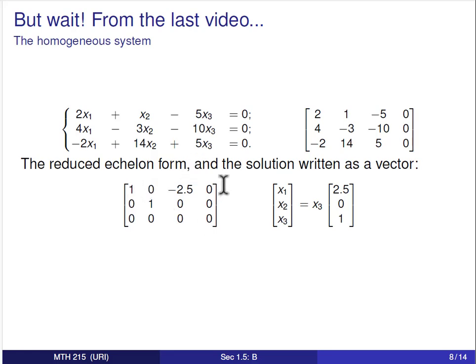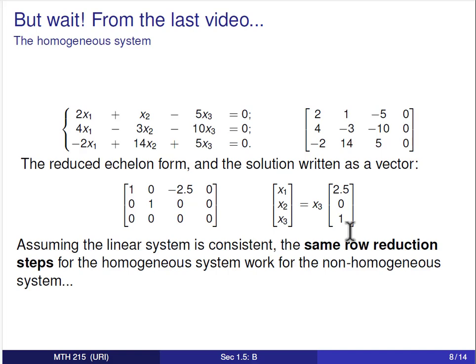x1 is equal to 2.5 times x3. x2 is equal to 0, and x3 was a free variable. So we end up with a solution that looks like x3 times the vector (2.5, 0, 1). And if we let x3 vary as we take the span of this vector, we get all the solutions to the homogeneous problem.